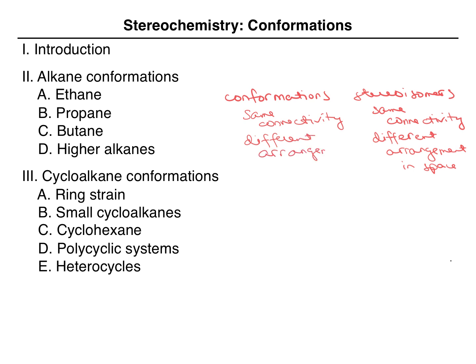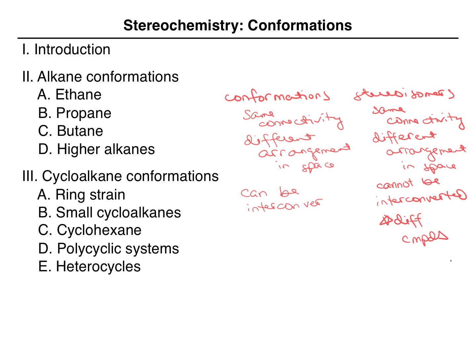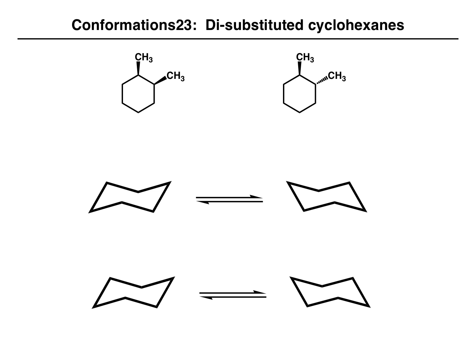So how do conformations differ from stereoisomers? Well, the big difference is that with stereoisomers, they cannot be interconverted because they are different compounds, whereas conformations can be interconverted by rotation around single bonds. So they are just different arrangements of the same compound. So here we will be looking at different conformations of different stereoisomers.